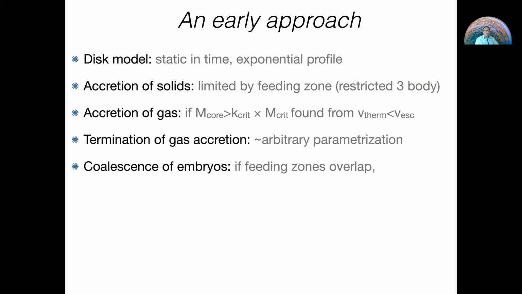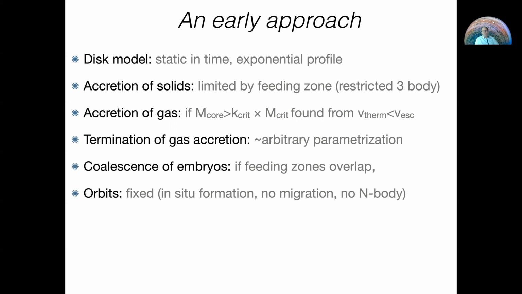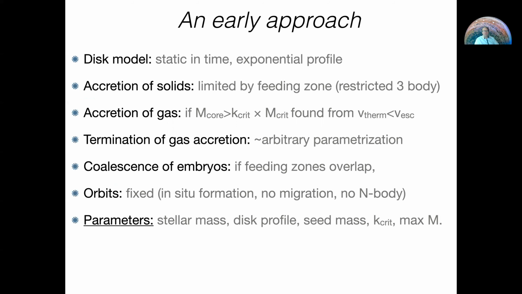He assumed that embryos coalesce once their feeding zones overlap, and the orbits were fixed. So this was in situ formation, no migration, and also no n-body interaction, except that they coalesced once their feeding zones overlap.